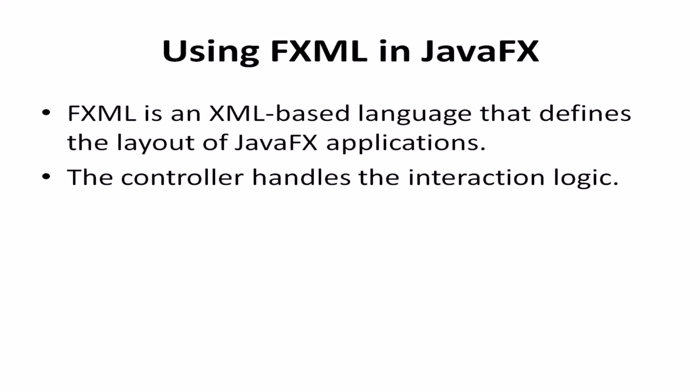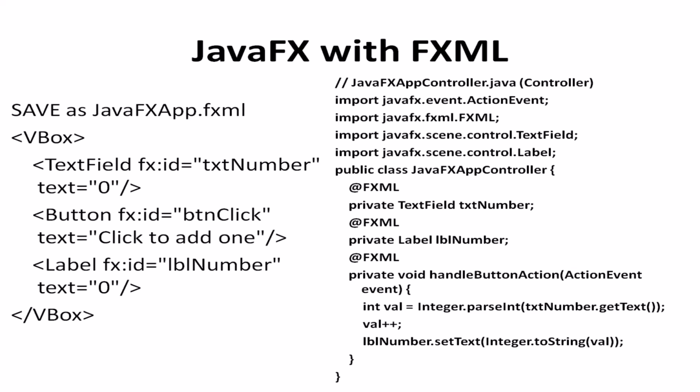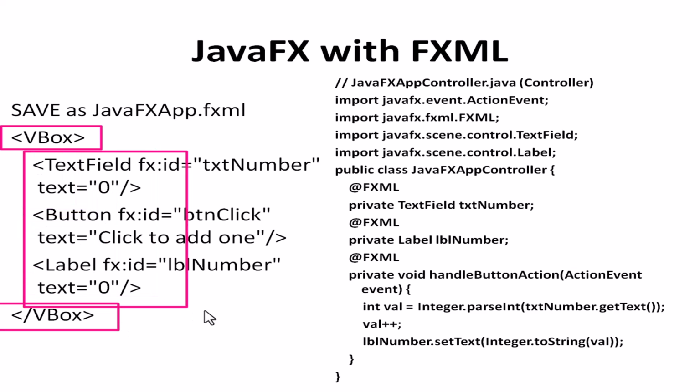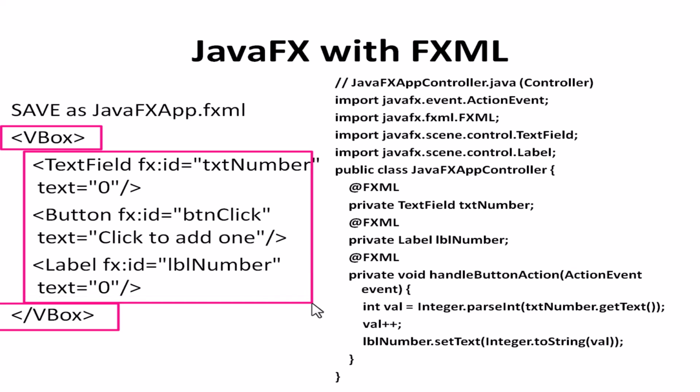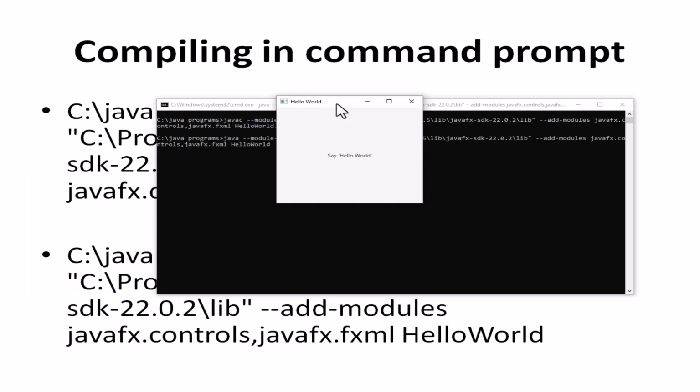The controller handles the interaction logic. Here you may be knowing that in XML you can define user defined language. Here you can define a vbox. The elements inside the vbox are text, label and button. These are the three fields which we have entered in the XML. The first one is a text field, object is fx, and again we have created a button field fx and label field fx followed by id. Here we have given a text number, button click and a label number.